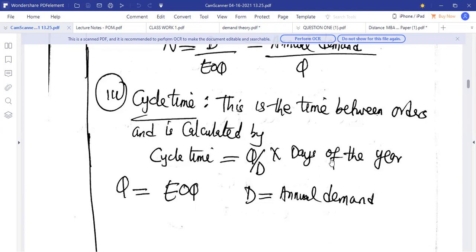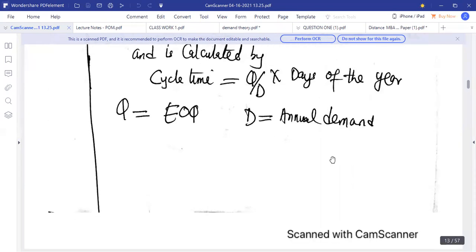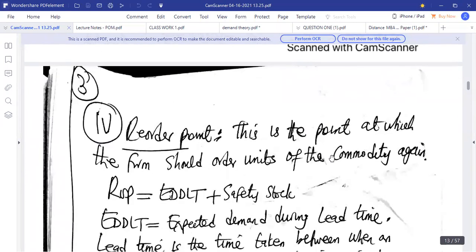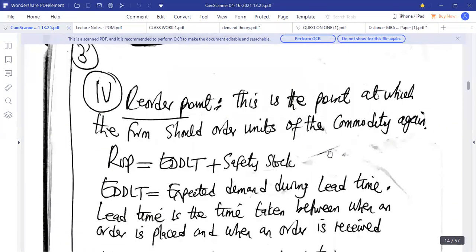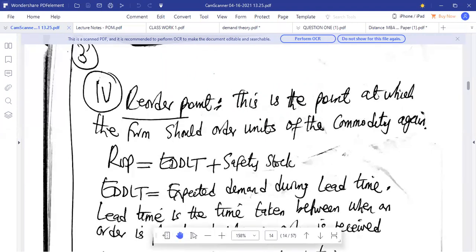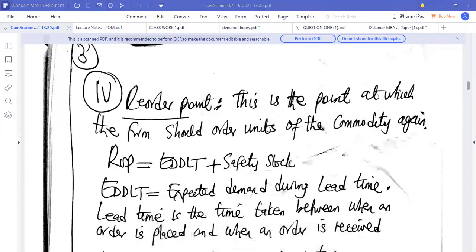All right, so we can now get into the other formula, which is the reorder point. The reorder point is the point at which the firm should order units of the commodity again. You don't have to wait for the stock to finish before you order again. You should have a certain level such that, should the stock fall to this level, then we order the units of the commodity again.